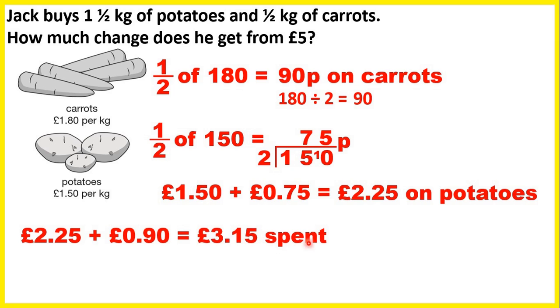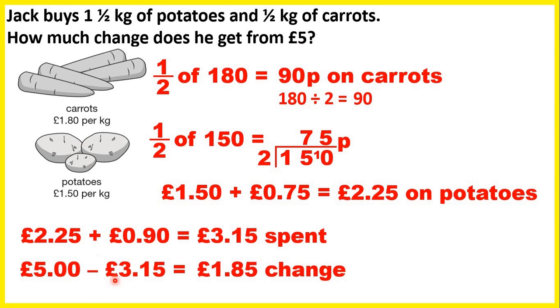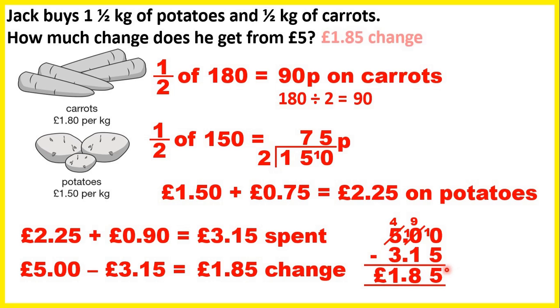But that's how much he spent, and we need to know how much change he gets from £5. So we need to subtract what he spends from £5. So £5 minus £3.15 is £1.85. And to do that, we could either count on from £3.15 to £5, or we could use column subtraction. And when we do that, we get £1.85. So that's how much change he gets from £5.